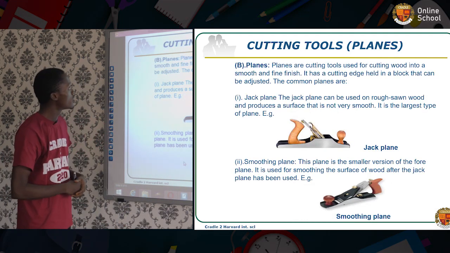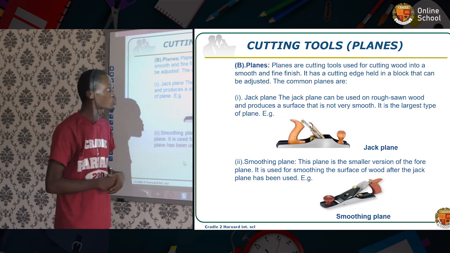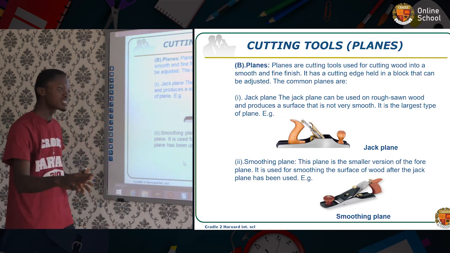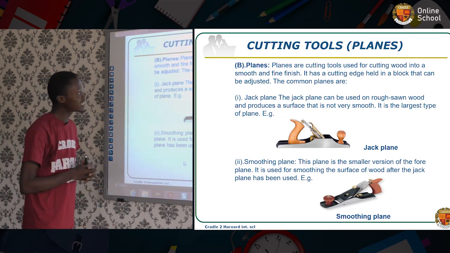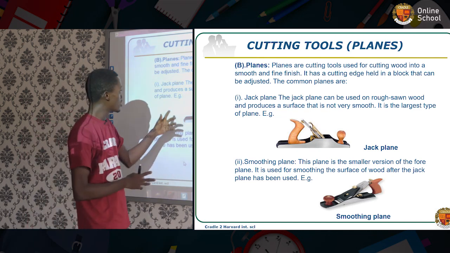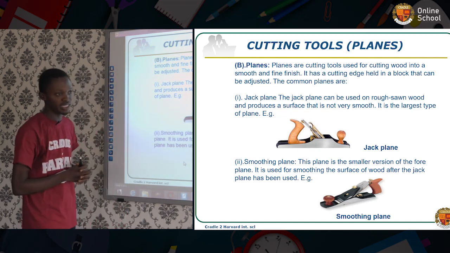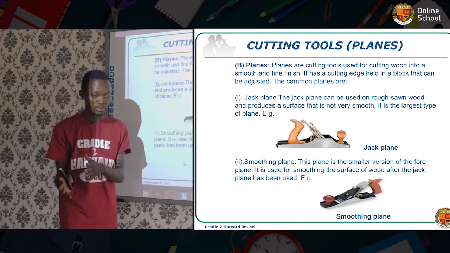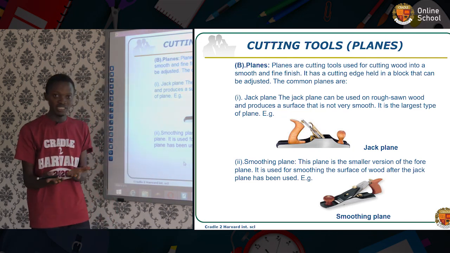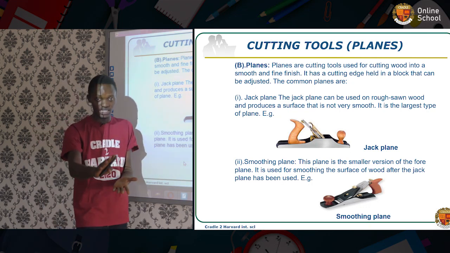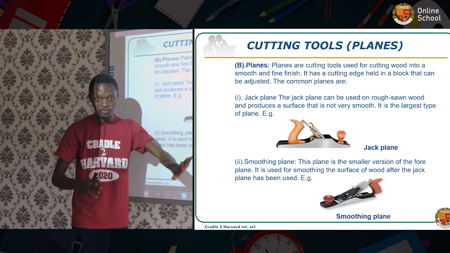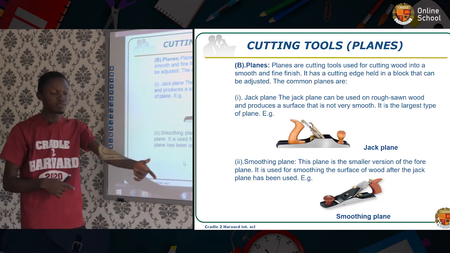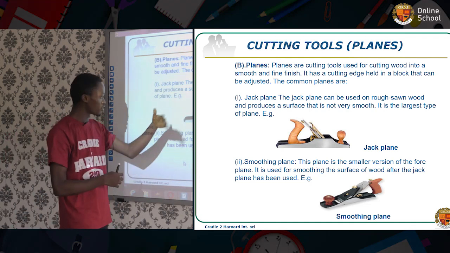Planes. Planes are cutting tools used to cut wood, smoothing them, and bring a desired finishing. The first on this is the jack plane. Now, this jack plane usually does the dirty job, okay? Especially when you bring in a wood that has a rough edge. It planes out the rough edge first before you use the smoothing plane.